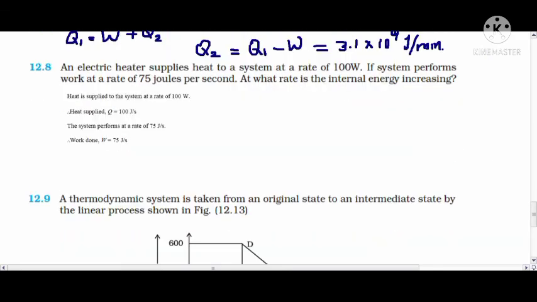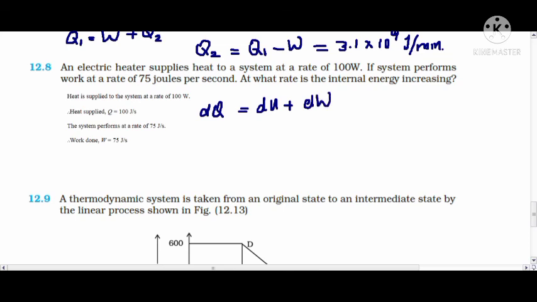Now, question 8. An electric heater supplies heat to a system at a rate of 100 watt. 100 watt means you can take it as energy per second. If the system performs work at a rate of 75 joules per second, at what rate is the internal energy increasing? So again you can use the first law. We have dq is equal to du plus dw.